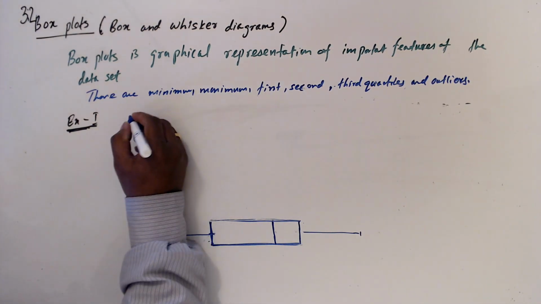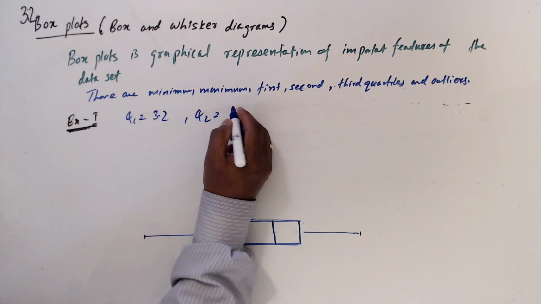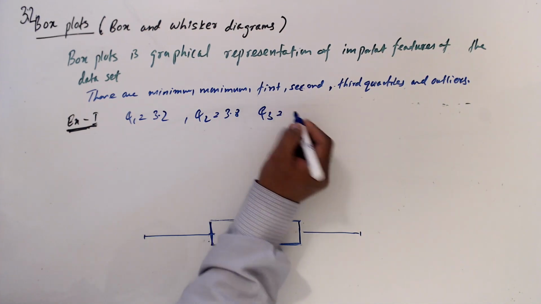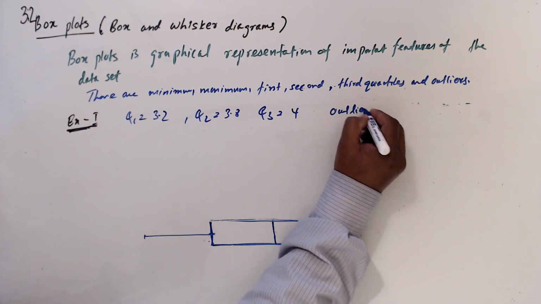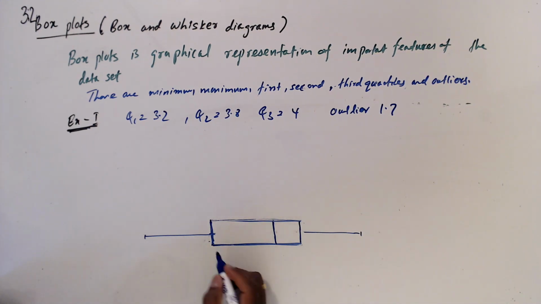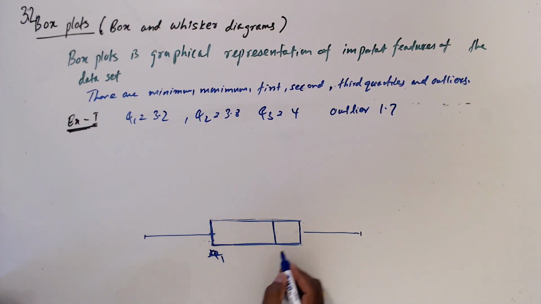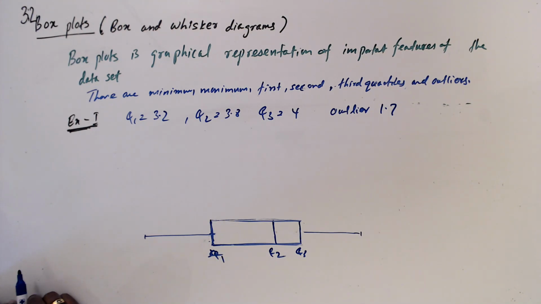Now, Q1 is given as 3.2, Q2 is given as 3.8, Q3 is given as 4, and the outlier is given as 1.7. Now how do we do this one? Still the same, right? We find Q1, 3.2, and we draw Q2, and we draw Q3 as well. Now we have a problem. There is no minimum and maximum value. Then in that case, what do we do? The boundaries for the extreme values become the minimum and maximum.